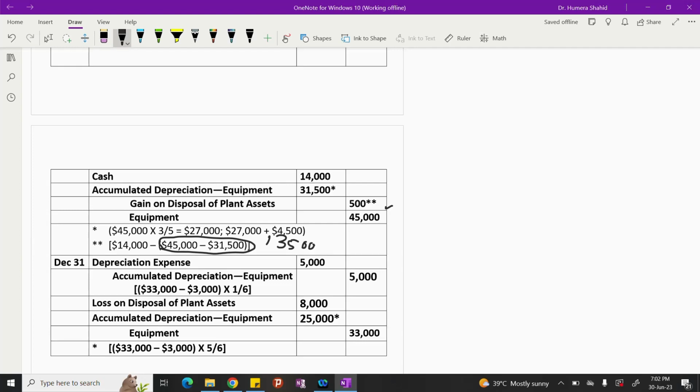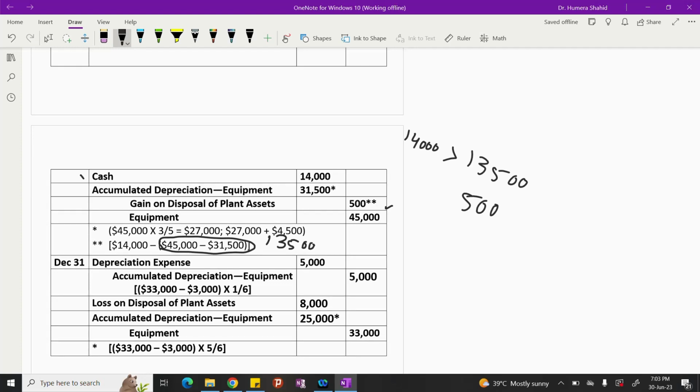Okay, so basically the asset book value was 13,500, which is less than the sale price, which is 14,000. So we have a gain on sale of 500. So let's record this transaction.